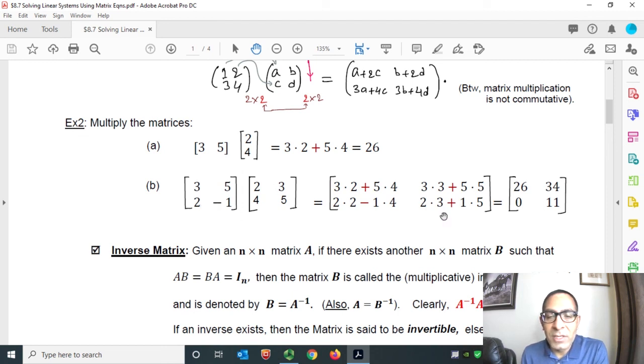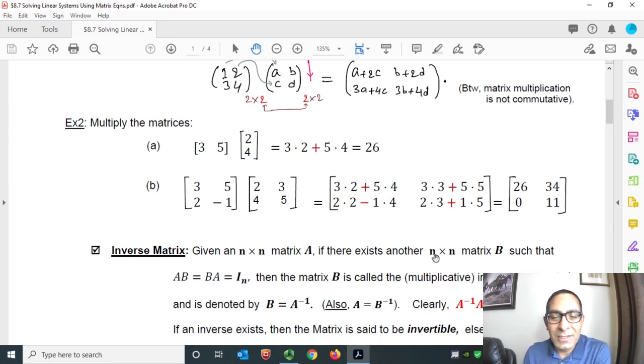So 2 times 3 and then minus 1 times 5, this is minus here. So the final answer is: here is 26, here is 34, here is 0, but this number is different. Now this number is 2 times 3 is 6, and minus 5 times 1 is 5, so 6 minus 5 is 1. So then, now that's correct. Our final answer is a matrix of size 2 by 2, whose entries are 26, 34, 0, and 1. Great. I hope this makes sense to you all.